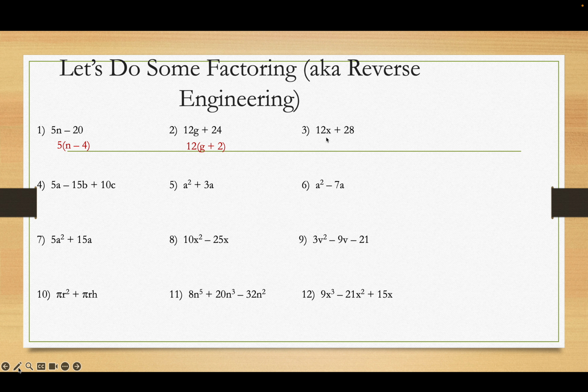For the next one, they share a 4 in common. So I factor out that 4. It's 4 times 3x plus 7. That would be 4 times 3x is 12x. 4 times 7 is 28. Try number 4 and then number 5. Don't do any more than that. 4 and 5.